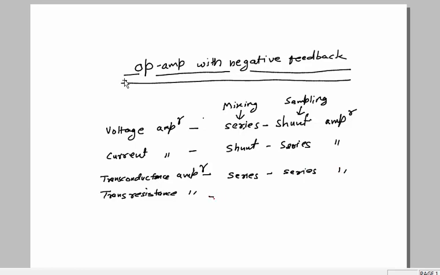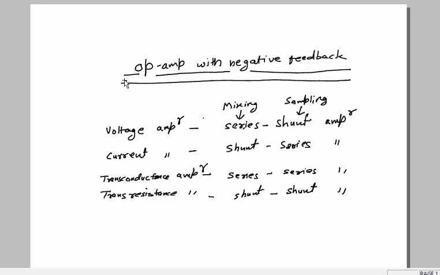And last one, trans resistance amplifier. It is the output voltage divided by the input current. So input current, mixing will be a current, for that we need shunt, and sampling will be a voltage, for that we need again shunt. So these are the other names of these four topologies, which we already have studied in feedback.